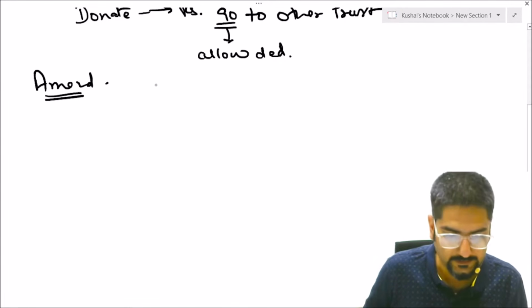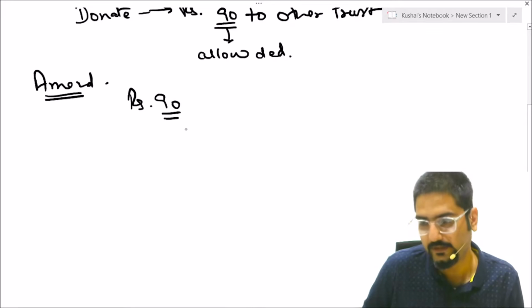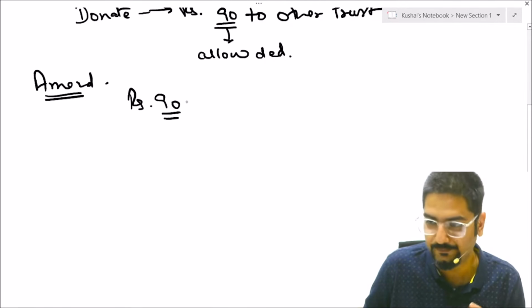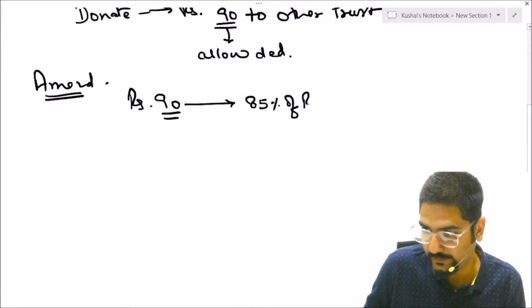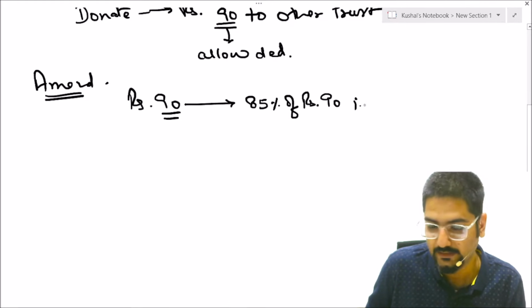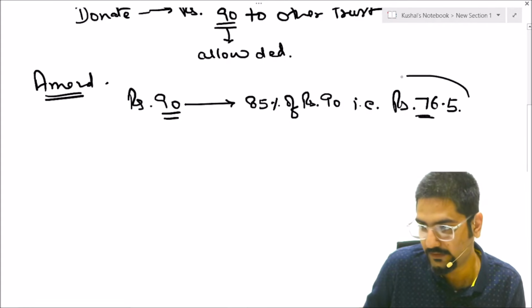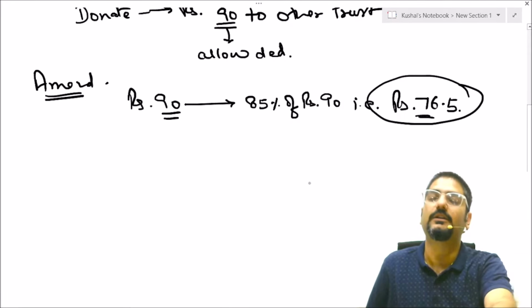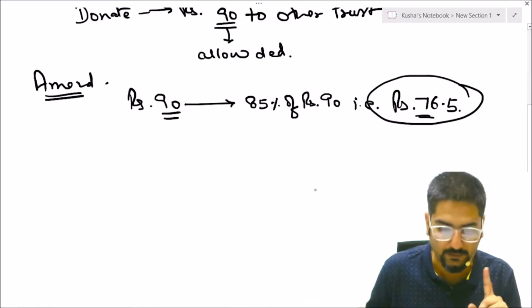The amendment proposed is that when a charitable trust donates rupees 90 to another charitable trust having similar objects, then rupees 90 is not the deduction allowable. Now the deduction allowable is 85% of rupees 90, that is rupees 76.5, which is counted as application towards charitable objects or charitable purpose. The entire 90 rupees is not allowed, only 85% of 90 rupees is allowable.